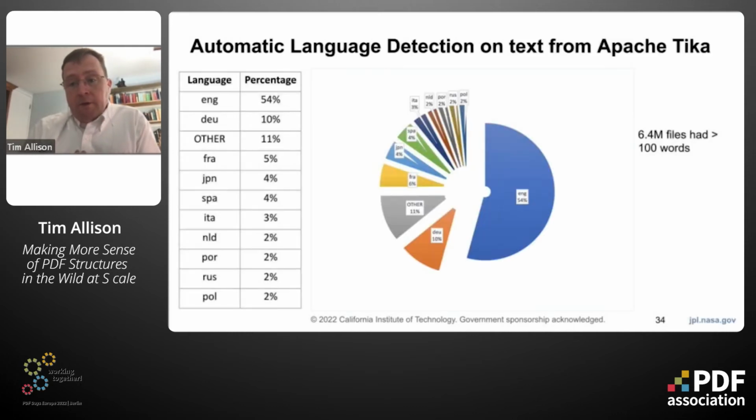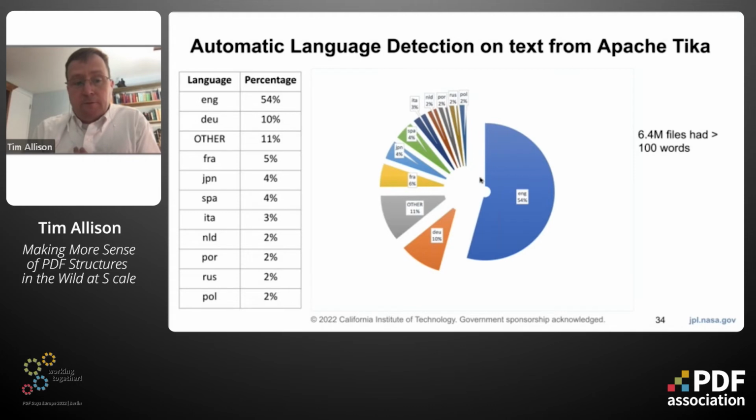We ran automatic language detection on the text that Apache Tika pulled out, and we limited this visualization to those files that had more than 100 alphabetic words. Obviously, if it's just a bunch of numbers, we're not going to get meaningful language detection on those files. So this is a subset of files that had more than 100 alphabetic words, and by alphabetic, that's broadly speaking, so that includes CJK.